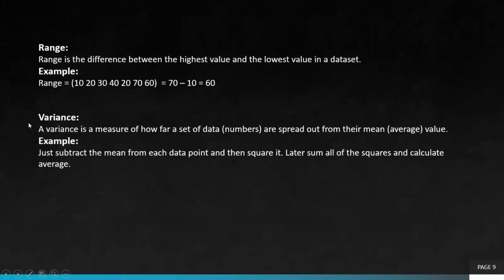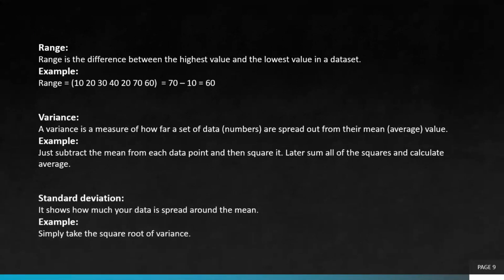Now let's see what is variance. A variance is a measure of how far a set of data numbers are spread out from their mean or average value. We can find the variance by subtracting the mean value from each data point and then squaring it. Later, we sum all of these squares and calculate the average.